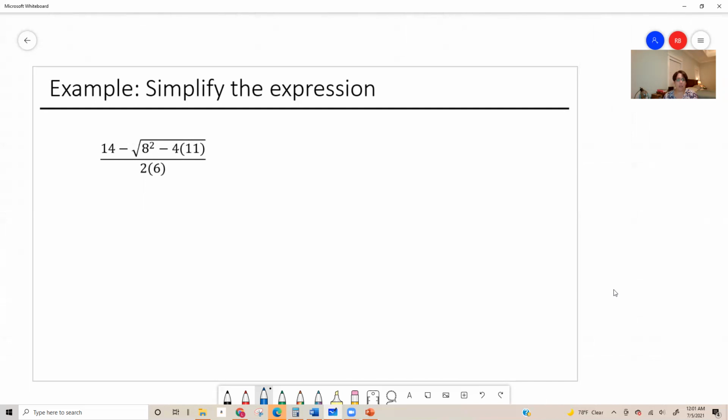All right. The ugliest of these problems is one like this. So there's a lot going on here. You have to remember PEMDAS. You're combining all of these ugly things together. So what I'm going to do first is I'm going to concentrate on what's underneath that square root sign. So 14 minus the square root, and I'm going to say 8 squared is 64.